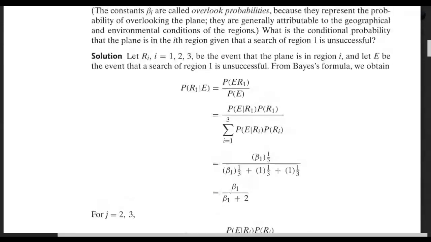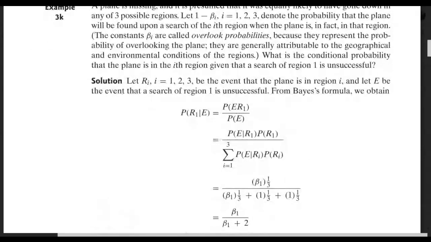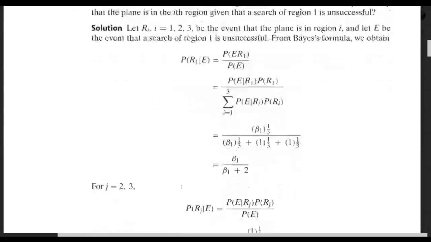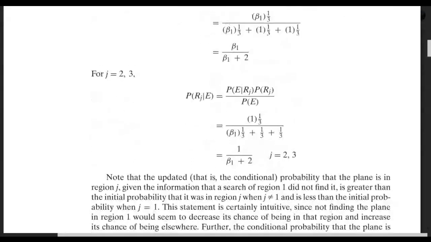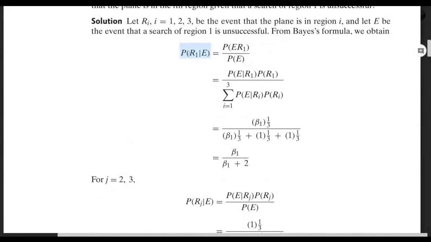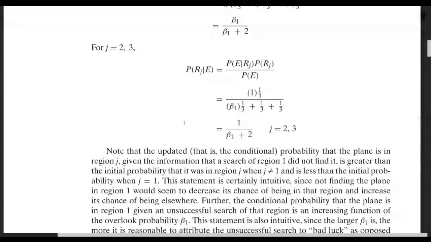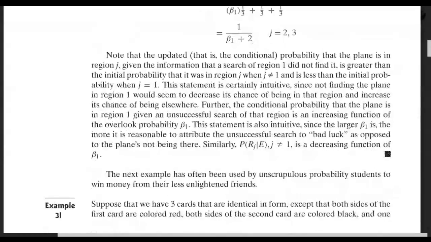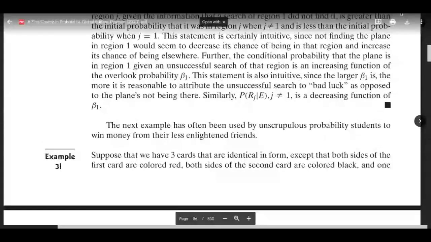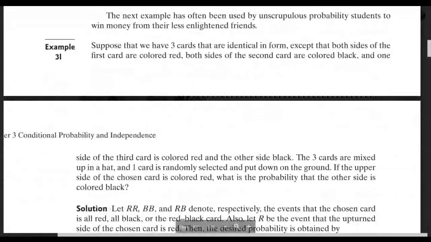Anyone has any questions? I think most of the work is just to denote, use the right notation, for j equals 2 and 3, right? So that's for 1. It will be similar for 2 and 3. So that's one of the examples using Bayes' formula. Let's see some other examples. Okay, this one is good.